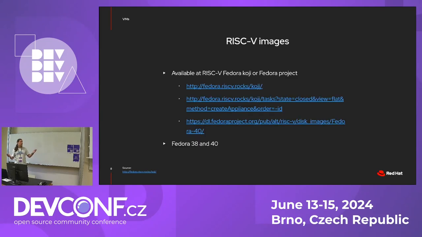so we are all set, right? Where do you get the images? There are two sources now. Two weeks ago, it was published by the Fedora project, so you can download the latest Fedora 40 image. There is the Koji project that is running. I highly advise you, if you didn't see the talk yesterday about Fedora and RISC-V, to take a look at the recording, because it talks about the current state of Fedora and RISC-V. So there is Fedora 40 available, and Fedora 38.